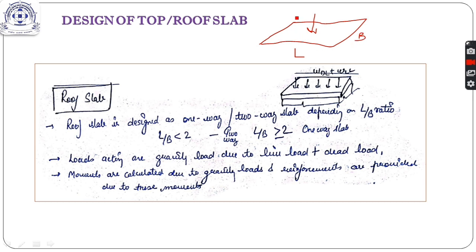For this slab we calculate the L by B ratio and determine whether it is a one-way or two-way slab. A one-way slab is one where L by B is greater than 2, and L by B is less than 2 for a two-way slab. Then we calculate the moments due to these live loads and dead loads, and we calculate the main reinforcement and distribution reinforcement in the top slab.